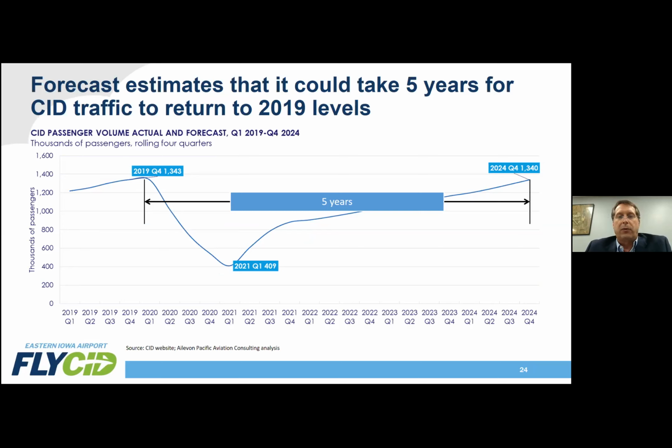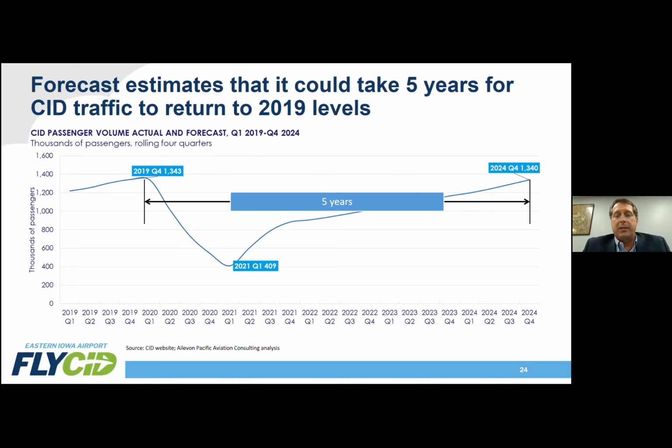The forecast for recovery, there it is. So in 2019, we had just under 1.4 million total passengers. We expect to bottom out with just above 400,000 total passengers in the first quarter of '21, and then begin to really climb out of it. But you can see recovery is going to take some time.